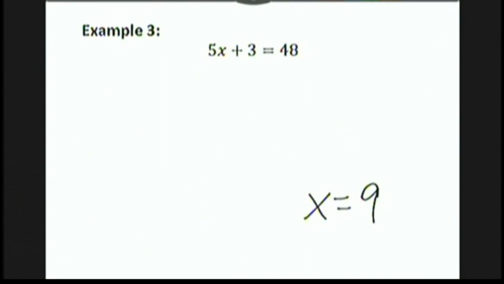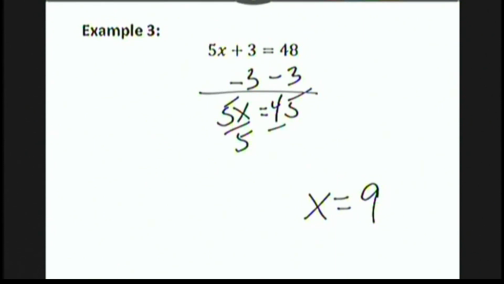So the answer is 9. Okay, I did that all in my head. If that went too quick for you, then pay careful attention to the more formal solution. We start by subtracting 3 from each side of this equation to get 5x equals 45. And then we divide each side by 5 to get, once again, x equals 9.